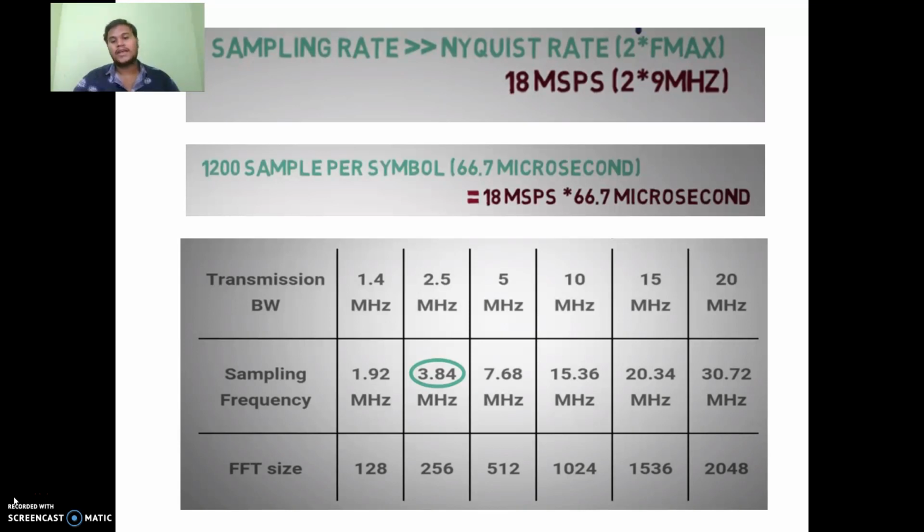So this 18 mega samples per second times 66.7 microseconds will almost give you 1200 samples, where 66.7 microseconds is one resource element, which is the unit of your OFDMA communication. Looking at the table, you can see the comparison between the transmission bandwidth, sampling frequency and FFT size. If you choose a channel bandwidth of 20 megahertz, then the highest sampling frequency will be about 30.72 megahertz, generating IFFT symbols of 2048.